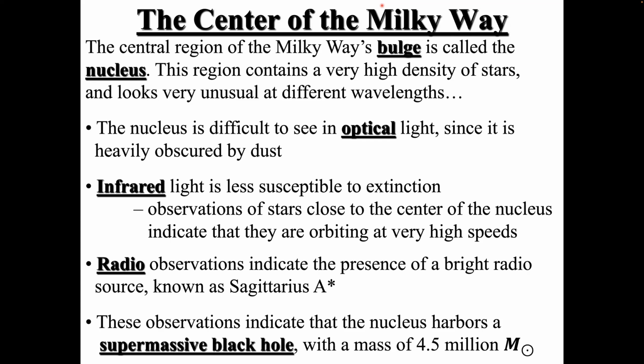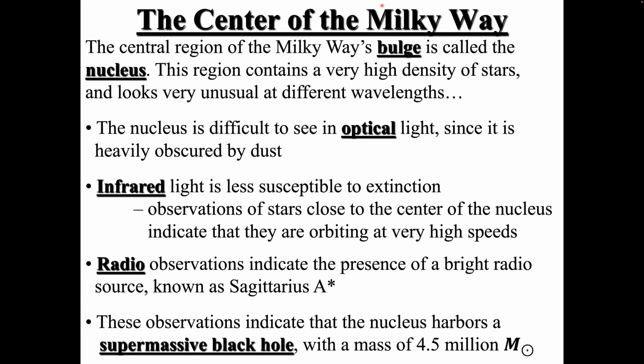And of course, this central region of a galaxy is very difficult to see in optical light. That's because that region is heavily obscured by dust. And because of that, you can use infrared, which is less affected or less susceptible to these extinction effects due to dust and gas.